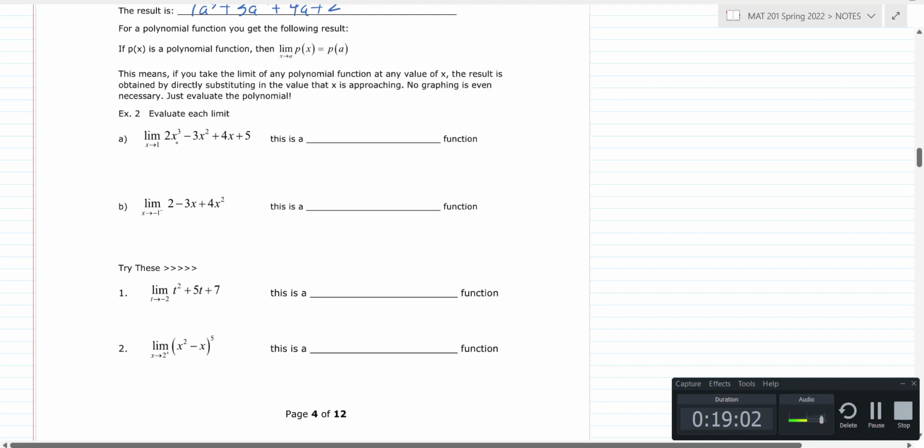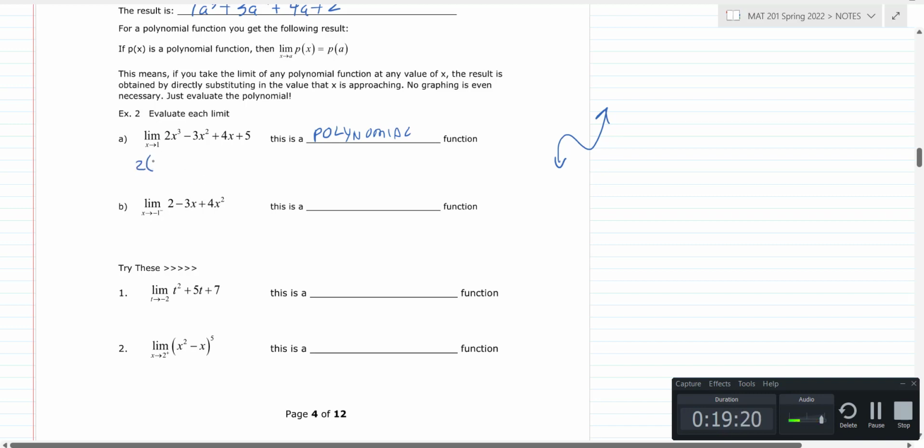You would find if you graphed this polynomial, since it's an odd power, you'd probably find the graph kind of looking something like that on your graphing calculator. So this is a polynomial function because it is sums and differences of whole number powers of x. And then you just plug the 1 in.